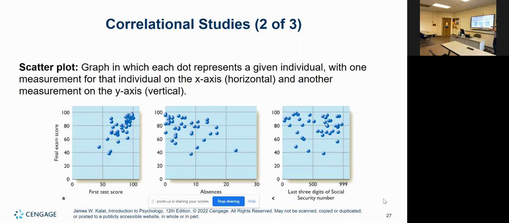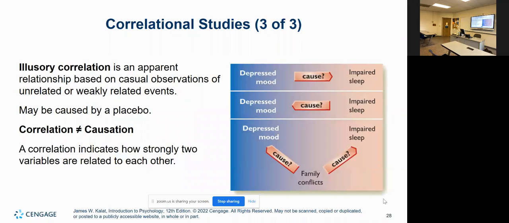Okay. And then the last 3 digits of social security number. Do you see any correlation there with final exams and social security numbers? Is it moving in any direction, or is it just kind of all over the place? Yeah. So there's really no correlation there. All right.